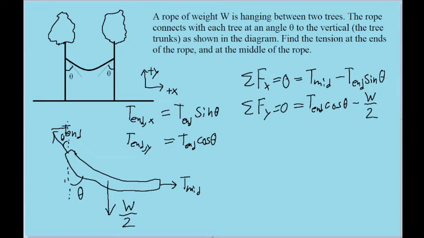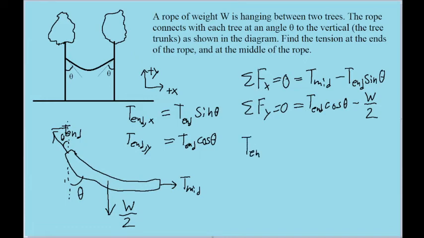Now we've got two equations and two unknowns, so let's try rewriting this to solve for the tensions. Let's first try to find the tensions at the ends of the rope. This second equation here has only one unknown, T sub end, so let's start there. If T sub end times cosine of theta minus weight over 2 is equal to 0, then that alone will be enough for us to algebraically solve for T sub end.